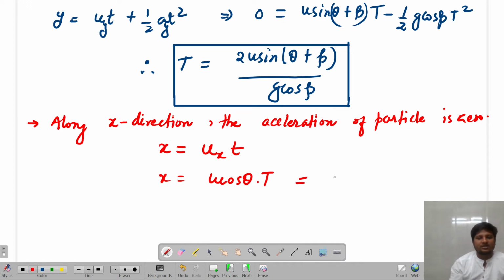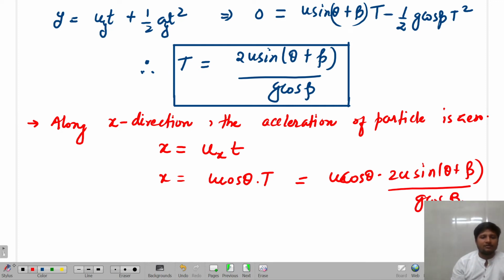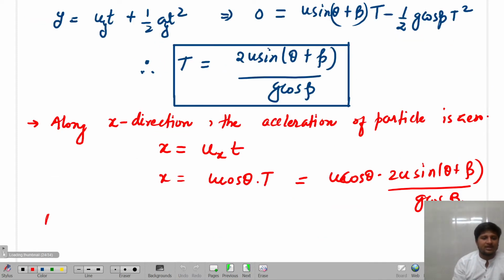So time of flight is how much? x is u cos theta into 2u sine theta plus beta divided by g cos beta. Right or not? As you are aware of this x, now r is very easy to calculate. As I know, r is the hypotenuse of this big triangle, and the base is my x. So I can write r is equal to x by cos beta. Therefore range calculation is very easy. R is equal to x by cos beta.